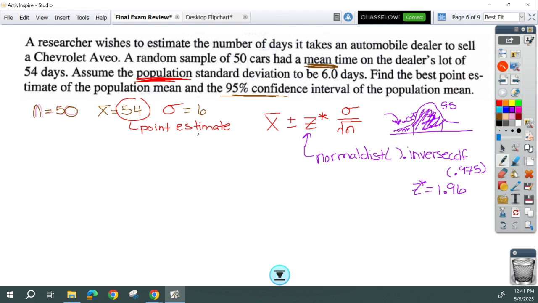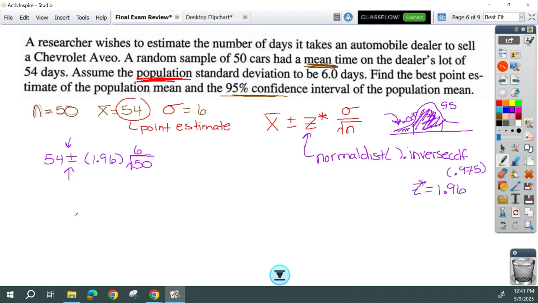So now we can go plug all these numbers into our formula. So I have X bar is 54 plus or minus. That means we're going to have to do this calculation twice, once with plus in the middle and once with minus. Z star is 1.96. We're going to do sigma, which is 6 over the square root of n, which is 50. And now we're going to go to Desmos, and we're just going to type all of this in one time with the plus, and then all of this with the minus.